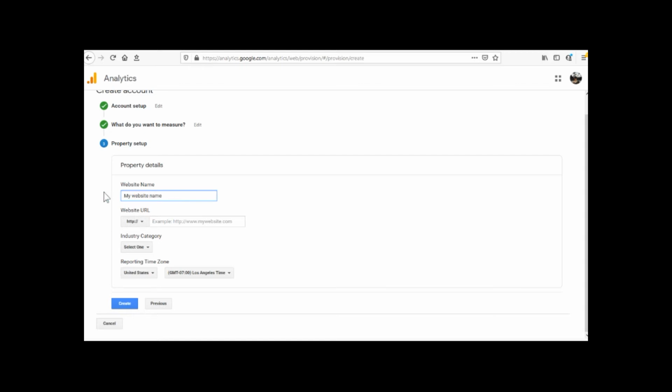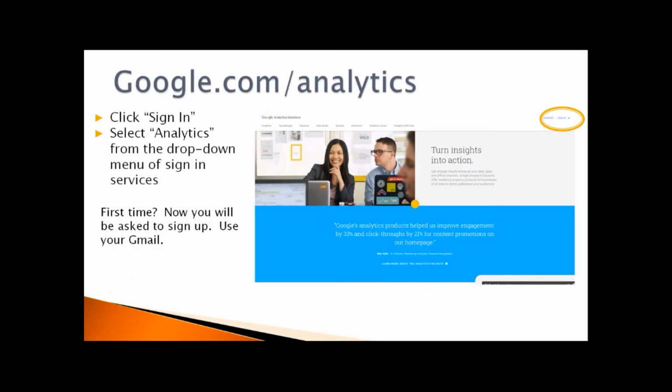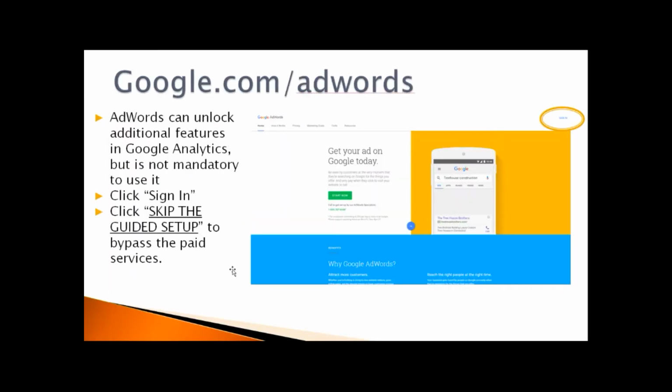This is redundant. You're going to put in your business name again. You're going to put in the URL of your website, select your category, set up your time zone, and click Create. Once you've got your analytics set up, you haven't installed it yet, that's going to be another step. But we're still setting up just the administrative accounts that you need.